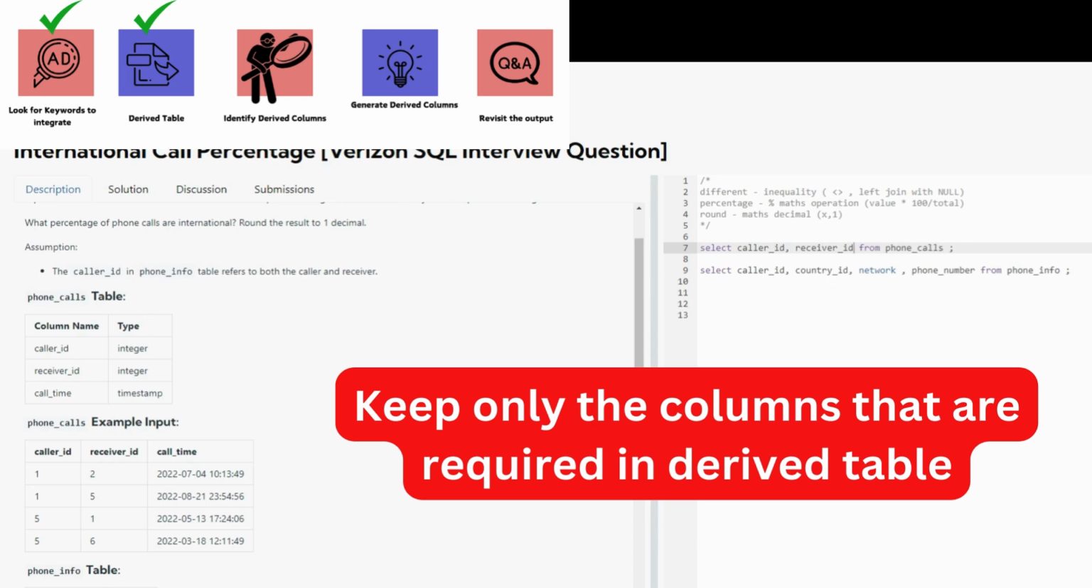Coming to this table, caller ID is required as a joining column. Country ID is also required because as per the question, we have to make sure that the caller and receiver both are from different country.